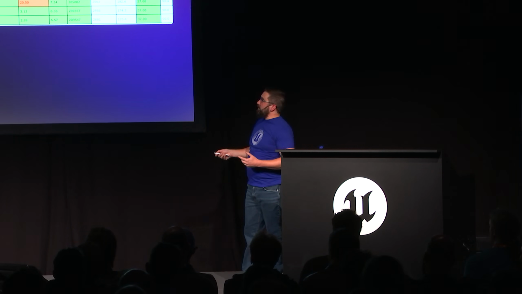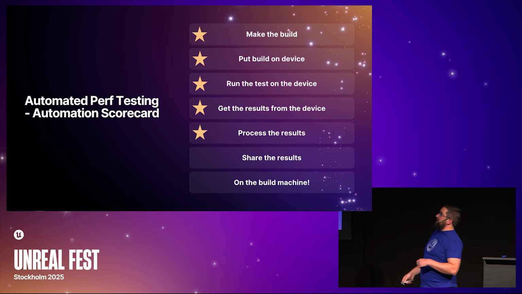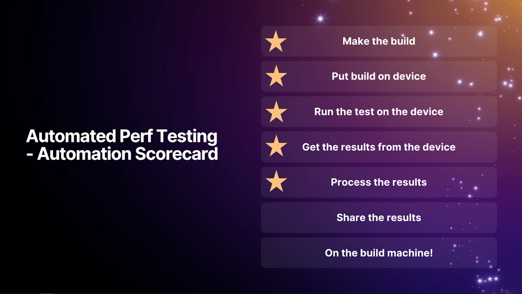Really helpful. Oh, also, this FPS column here is target FPS, because how are we running at 60 frames per second if my RHI was 21 milliseconds? Not great. So let's take a look at the automated performance testing scorecard.